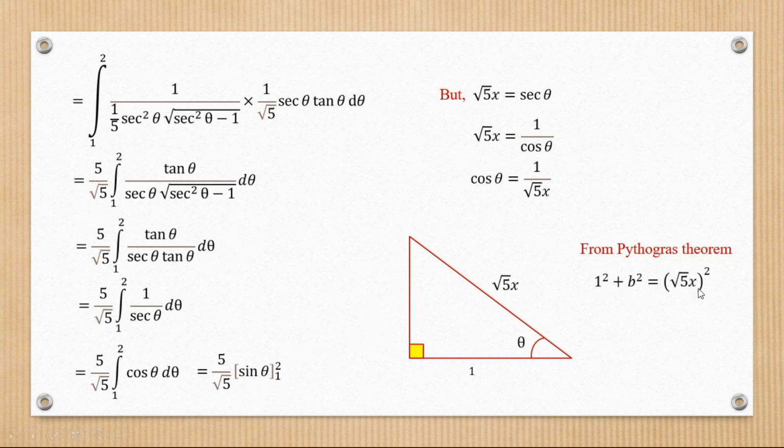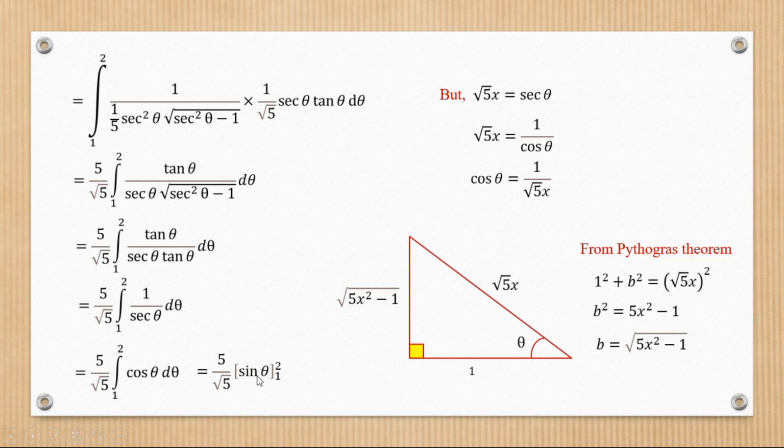So from Pythagoras theorem, 1 squared plus b squared shall be equal to root of 5x squared. Now we need to know what that b is, so b squared is equal to 5x squared minus 1. So b shall be equal to root of 5x squared minus 1. So now we know what the opposite value is: the opposite is root of 5x squared minus 1.